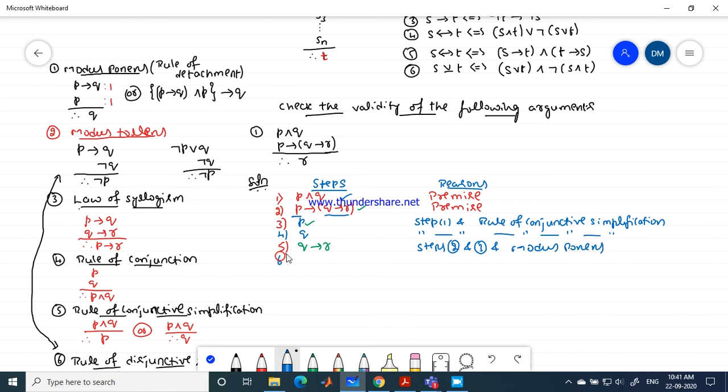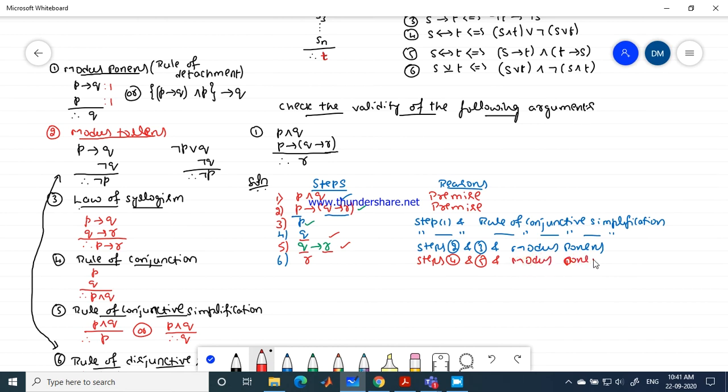Now step number 6. The role of steps 1, 2, 3 is done now. I have only steps 4 and 5. Now I have Q implies R as a true statement and Q itself as a true statement. Look at this once again. We have Q implies R true with Q itself true. So once again we use modus ponens, which says that R is a true statement here. This came from steps 4 and 5 and modus ponens.